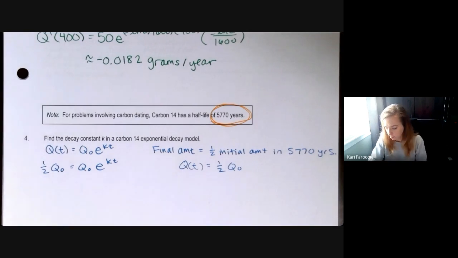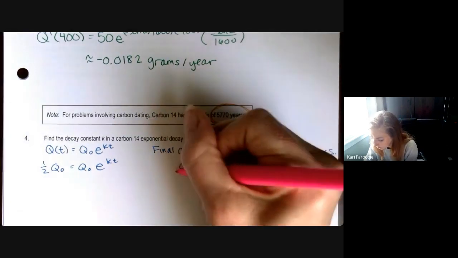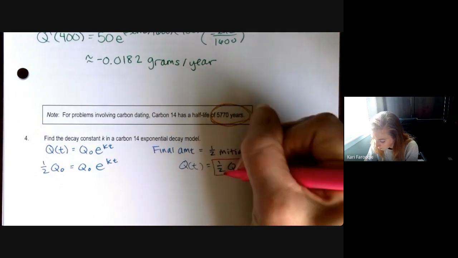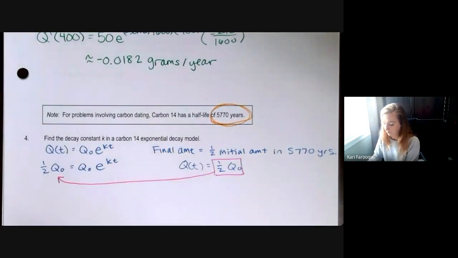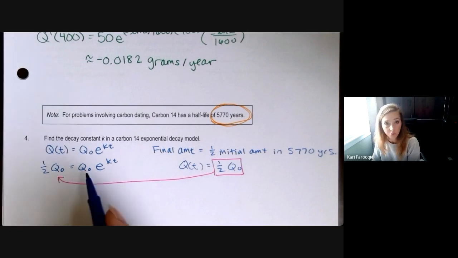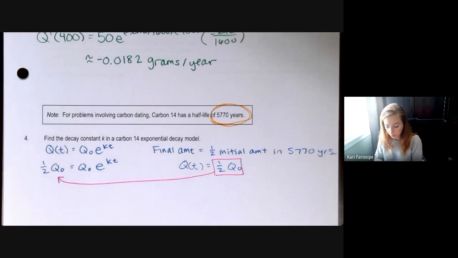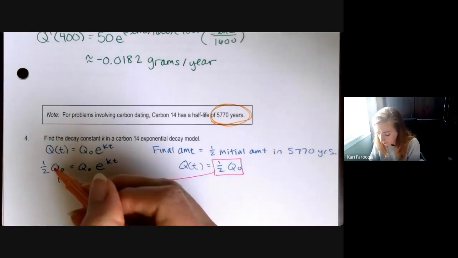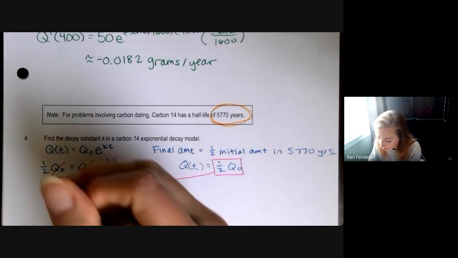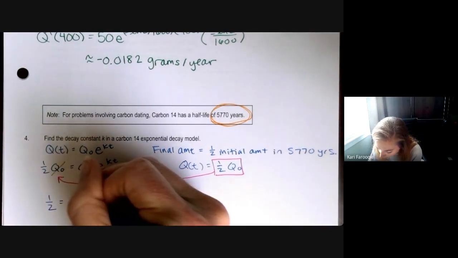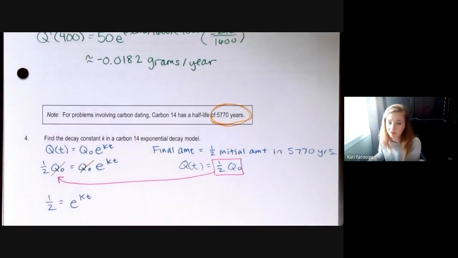And then put this over here. All right, so now that we have that, we have Q sub naught on both sides. You can divide both sides by Q sub naught. When you do that, they're both going to divide out. Q sub naught divided by itself is just 1. So that means you have 1/2 equals e to the KT.